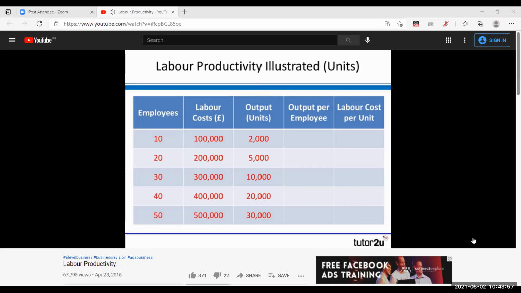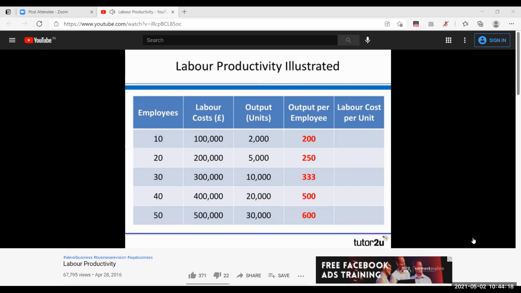of employees increases. A little table here that shows the number of employees, what their costs are, and what their outputs are. Just doing some calculations. If you divide the output in units, for example, top line there, 2,000 units, divided by the number of employees, that's 200 units per employee.